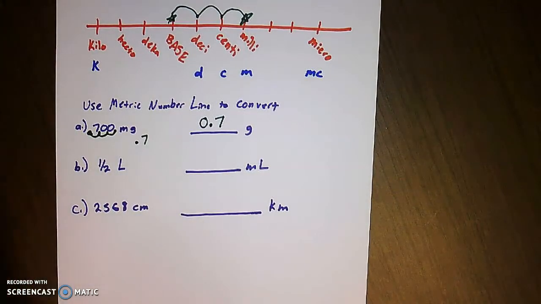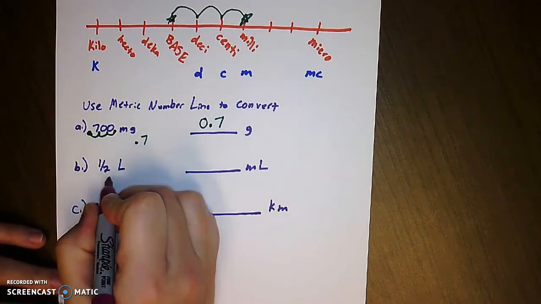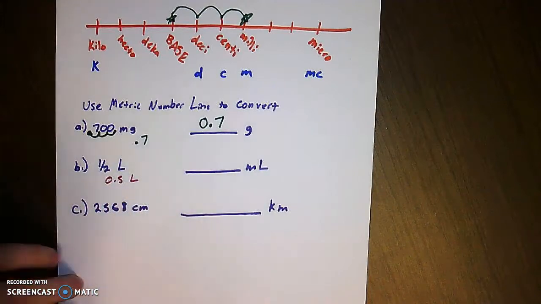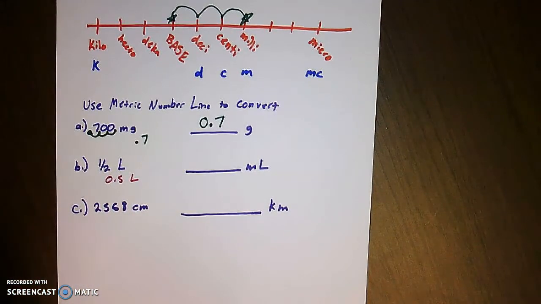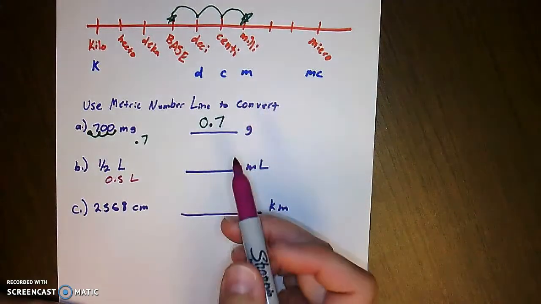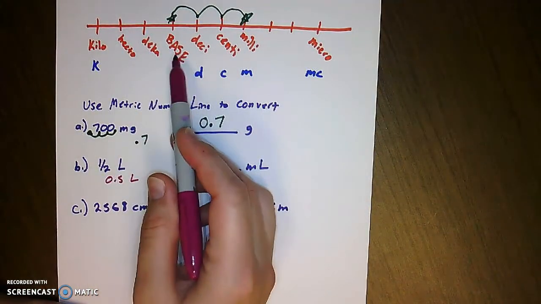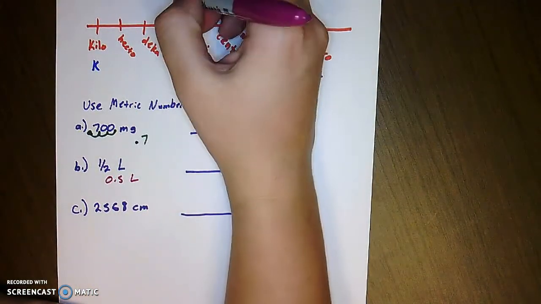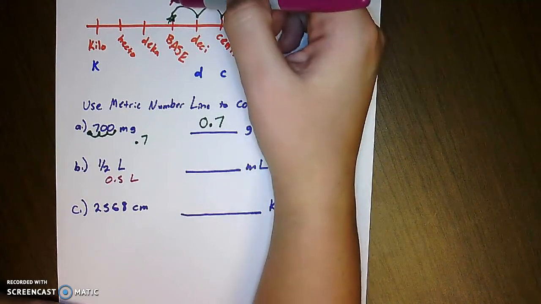Now let's look at part B. This one is half of a liter. Now we do like to work in decimals as opposed to fractions, so let's just go ahead and rewrite that as a 0.5 liters. Now, liters to milliliters. Well, if we're going to start at liters, that's going to be our base because now we're measuring a volume of liquid. So if we're going to start at liters, we need to get out to milliliters.